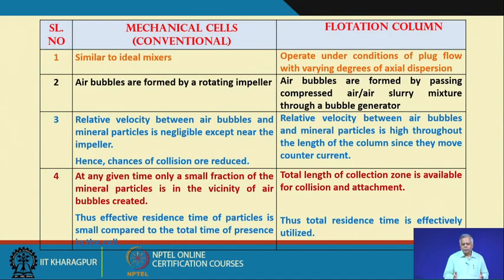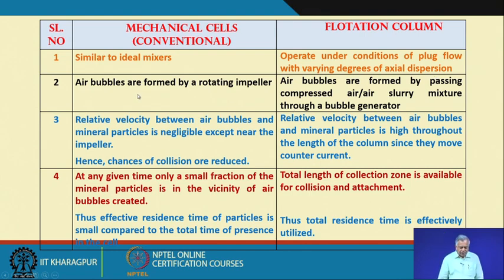Now, if I make a comparison between the mechanical cells, that is the conventional cells, and the flotation column, these are only the broad classification, that is your comparative parameters. The mechanical cells work like ideal mixtures, but flotation columns operate under conditions of plug flow with varying degrees of axial dispersion.